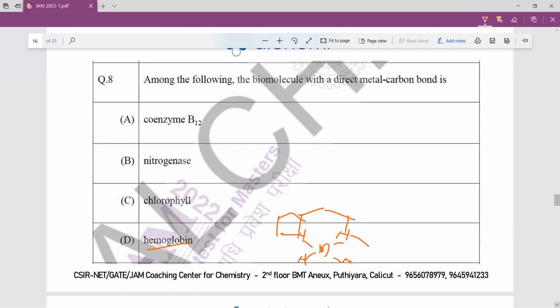But actually the metal is directly attached to nitrogen only. In hemoglobin and chlorophyll also, it will be similar to this. The ligand is porphyrin. In chlorophyll, it is chlorin. That is the ligand. And the structure is very much similar to this porphyrin. Okay, nitrogenase also doesn't have that carbon bond. The answer is coenzyme B12. Option A is the right answer.